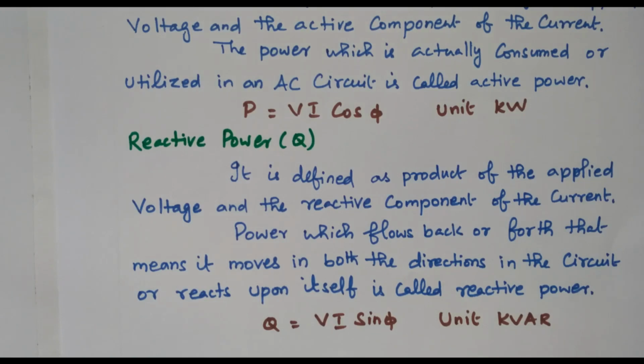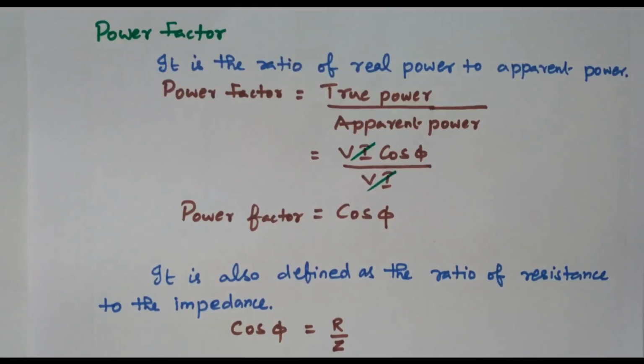Now we'll go to the power factor. Power factor is the ratio of real power, or true power, to apparent power. What is true power? Real power is VI cos phi. What is apparent power? VI. So VI gets cancelled, and it is cos phi. So power factor is nothing but the cosine of angle phi. What is this phi? It is the angle between current and voltage. So power factor gives the cosine of the angle between current and voltage.